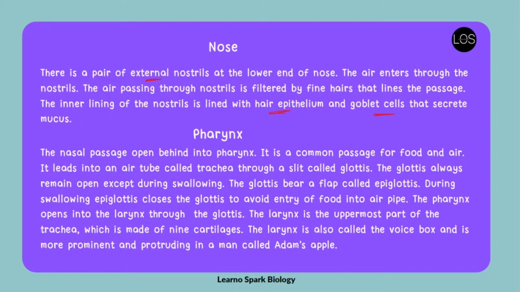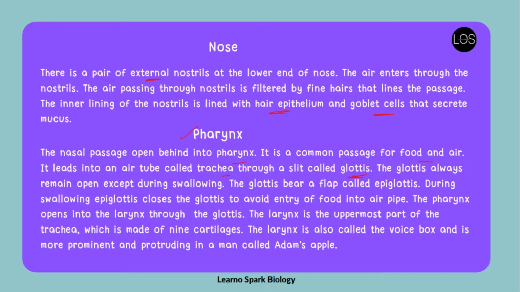Moving on to the next part, that is pharynx. Nasal chamber opens into pharynx. It is a common passage for food and air and it leads to windpipe or air tube called trachea through a slit called glottis. Glottis always remains closed except during swallowing.